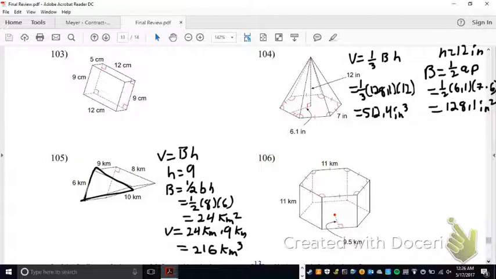Okay. Next up, we have a hexagonal prism. That's just fun to say. Come on, everyone with me. Hexagonal prism. Hexagonal prism. See, my daughter's into it. You guys need to be into it too.